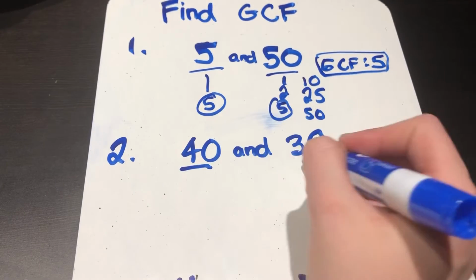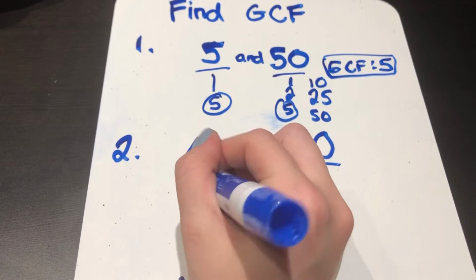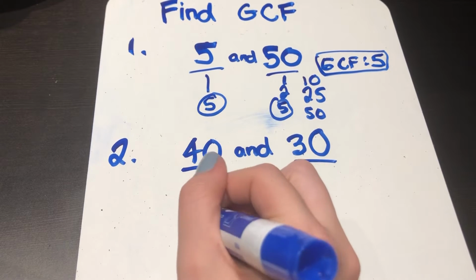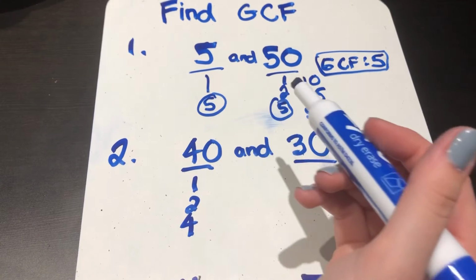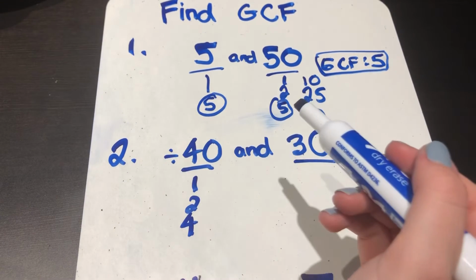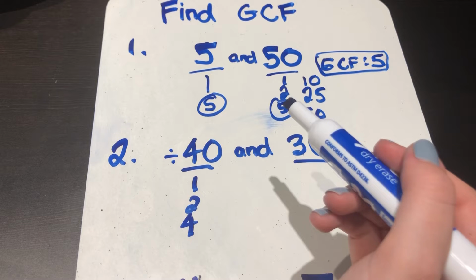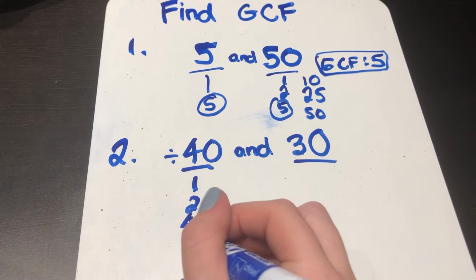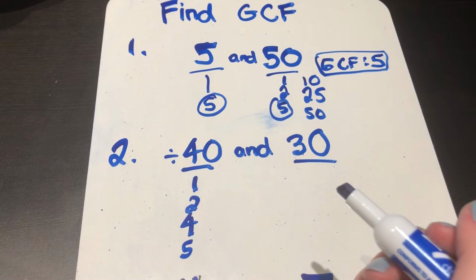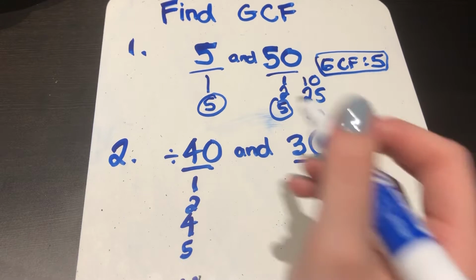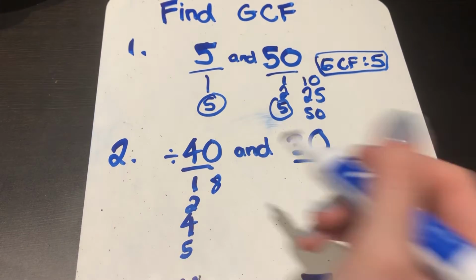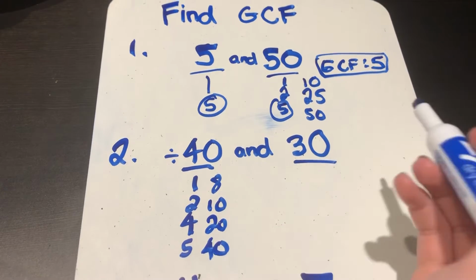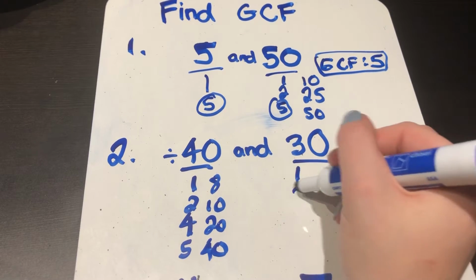Let's make a list again. 40, I can divide by 1. I can divide by 2. I can divide by 4. I can divide by, let's see, 5. I can divide by 8, 10, 20, and 40.